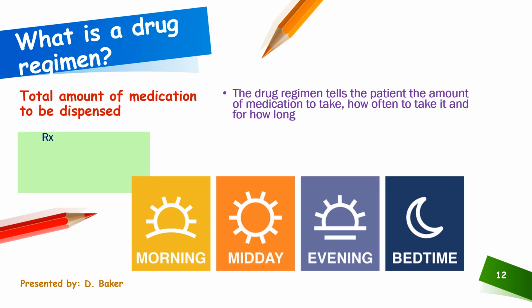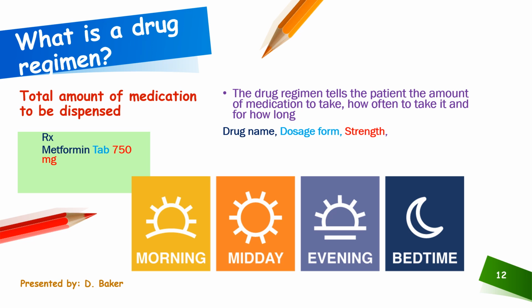Now, another thing that we will look at is what is a drug regimen. And the drug regimen is really how much of the drug the patient will be getting and how long the patient is going to be taking this drug for. So in terms of your prescription, you want to think about how much drug you're going to be dispensing to the patient. But what information is it that you use to arrive at how much you're going to be dispensing?